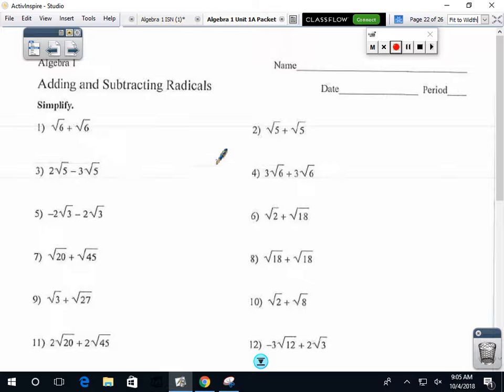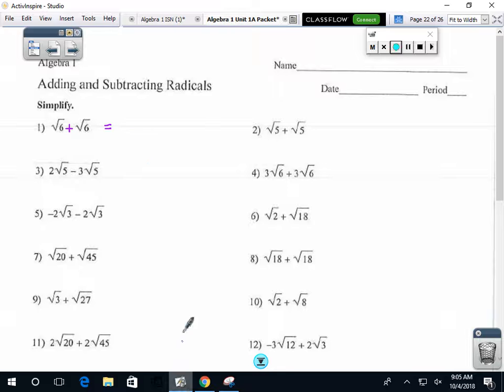All right, number 1, they want us to add the square root of 6 to the square root of 6. Can they be added? Yes, they have matching indexes and matching radicands. They're both an understood 2 in the index place, so that matches, and then they both have a 6 in the radicand place. So what is the square root of 6 plus the square root of 6?